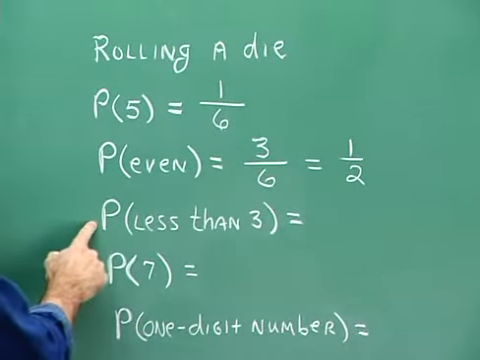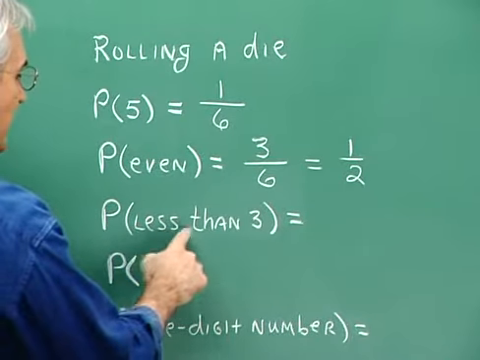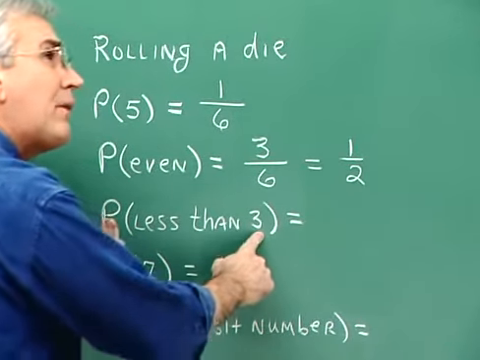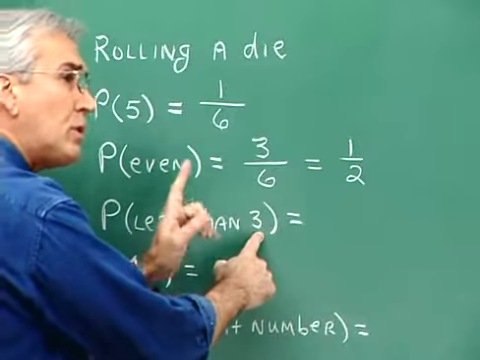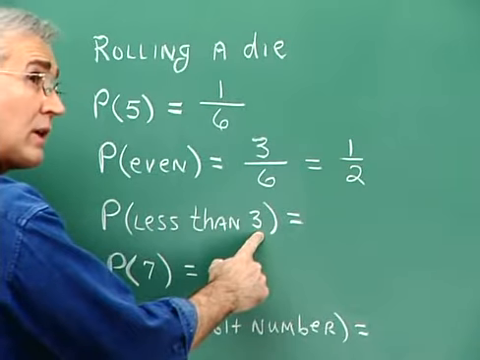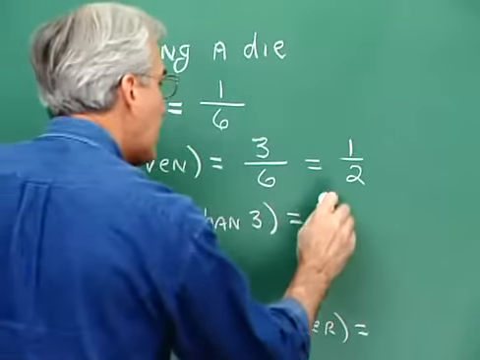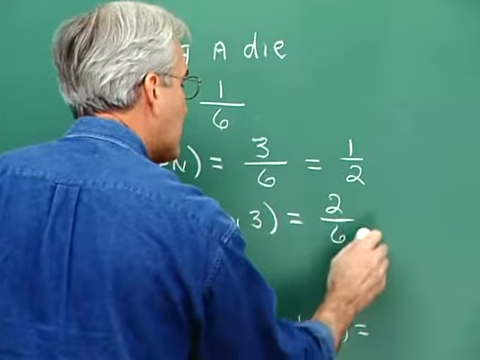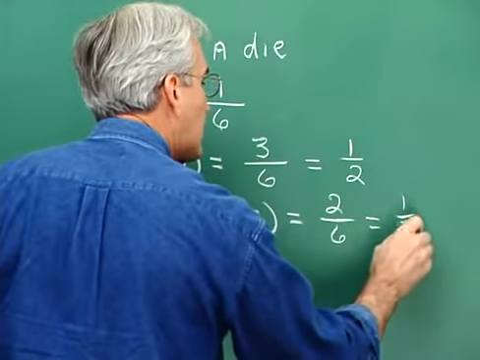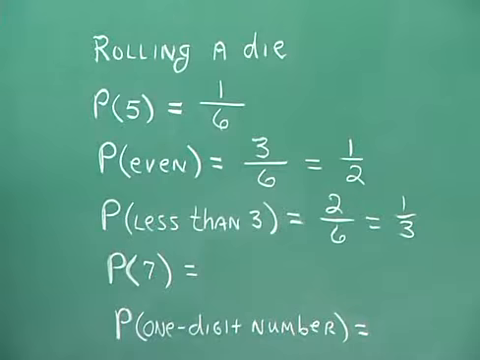The probability that the number that we roll is less than 3. Less than 3, that would mean it would have to be 1 or 2. So the favorable outcomes, there are 2 of them, the 1 or the 2. And the possible outcomes is 6. Reducing, we get 1/3 for the probability.